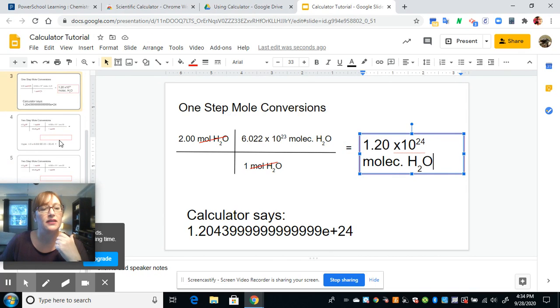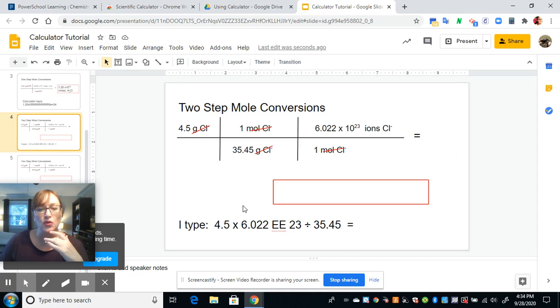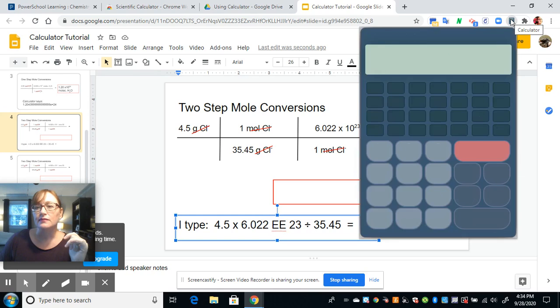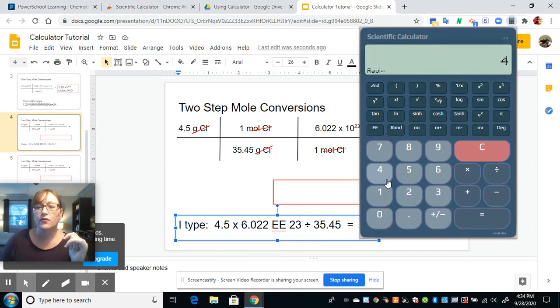So I'm probably going to run out of time here, but let's look at a 2-step conversion. This time we're going to have to do a little more work. So I'm going to need to type in some multiplying across the top. I got to multiply 4.5 times Avogadro's number, and then I have to divide. So you have to divide by whatever's on the bottom. So let me show you how to type that one in. 4.5 times 6.022 EE 23, and then I'm going to divide by 35.45, and I'll hit enter.